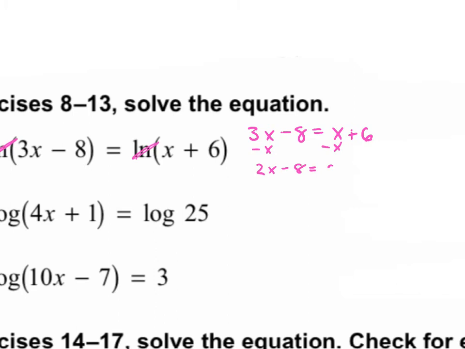And then what? Add 8. 2x is equal to 14. What do you get for x? 7.